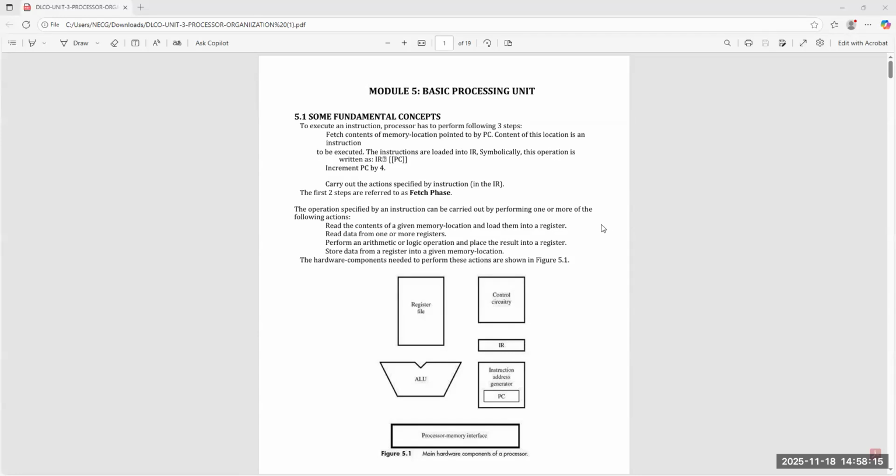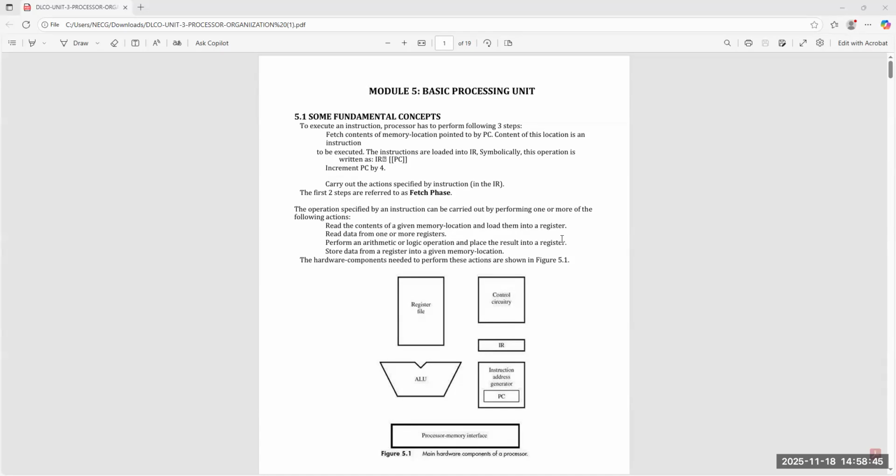Today, I would like to discuss the topic on Module 5, that is Basic Processing Unit. Already, you are all aware about the basic functional units of a computer system.